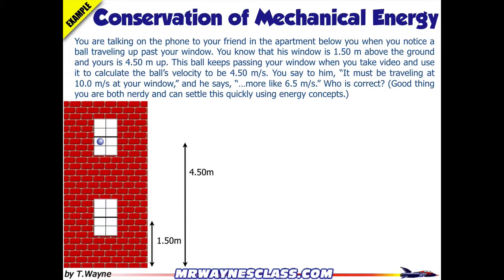So here's the basic setup. I've got the two windows, yours on top and his on the bottom, and I want to figure out what the speed is at the bottom window. I need my two locations to compare. One is the question: what's the speed at the bottom window, and I know the height there, so I can use that location.